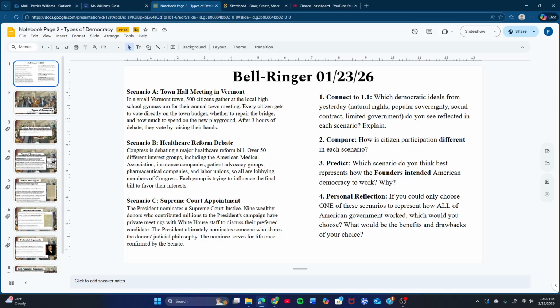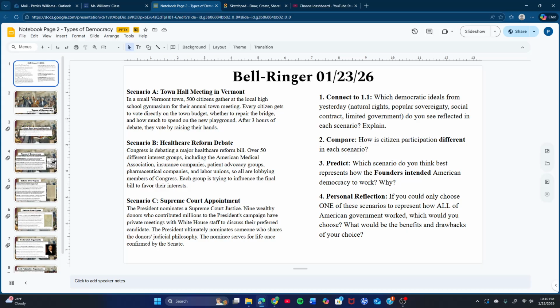The big question from your bell ringer was, which scenario should represent all of American government? Here's the thing, none of them should stand alone. I'll be honest with you. Our system works precisely because it incorporates all three in different ways, right? When we do return, we'll look at specific constitutional structures that emerge from this debate, like separation of powers, federalism, and checks and balances. You'll see how the founders tried to create a new system that prevents tyranny while still getting things done.